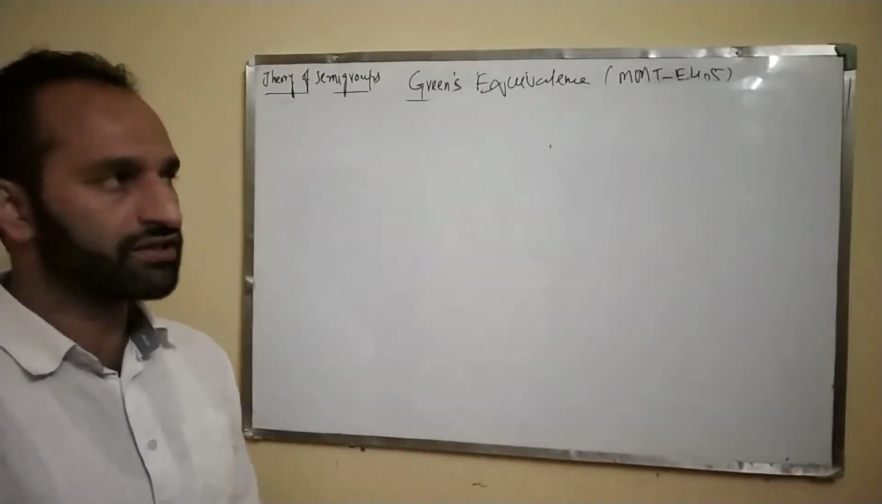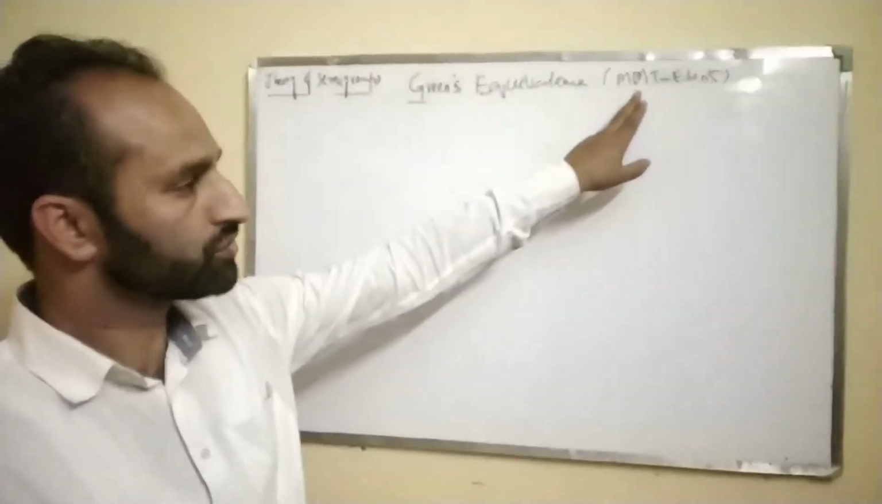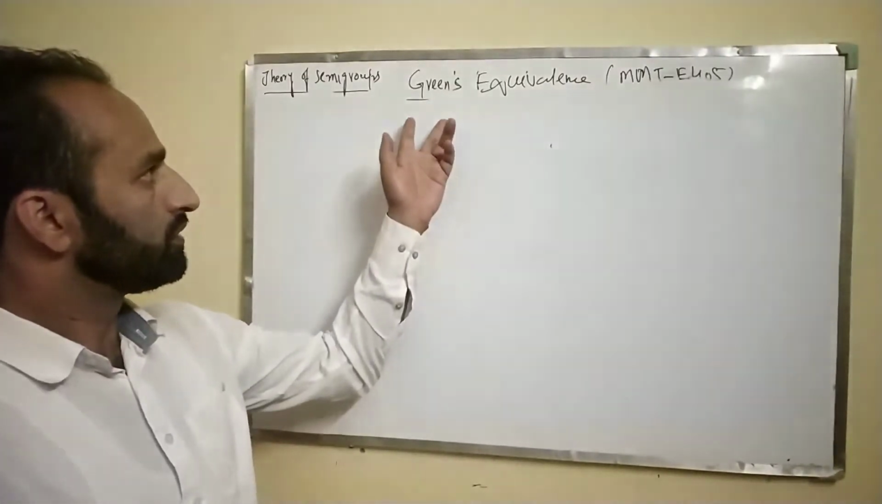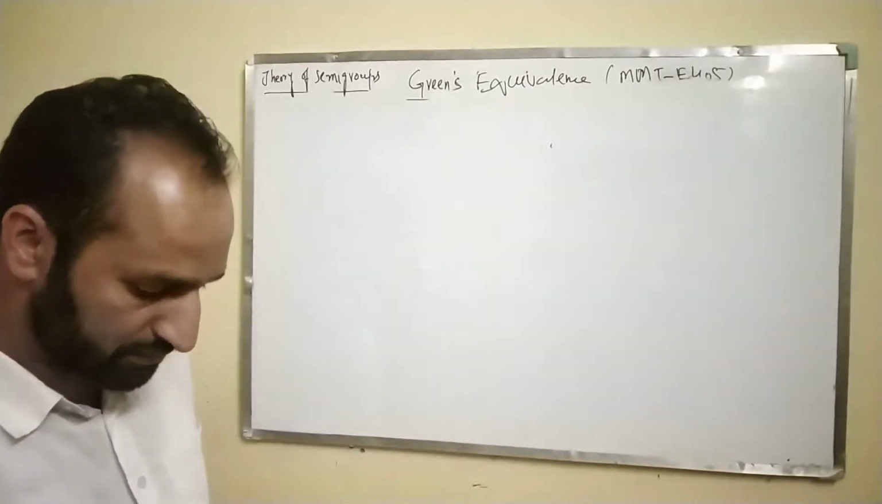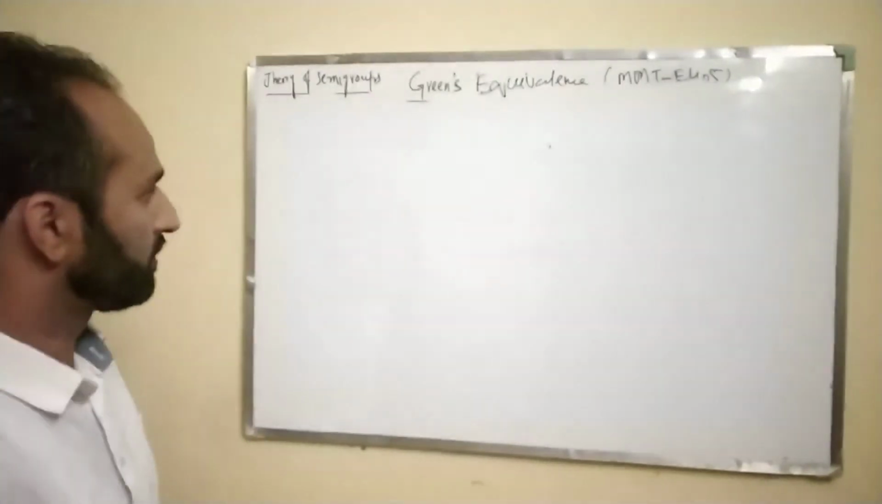Hello dear students, welcome back to the lecture series on theory of semigroups with course code MMTE 405. So we were discussing Green's equivalences. So let's recall the previous lectures. We had defined L relation and R relation.